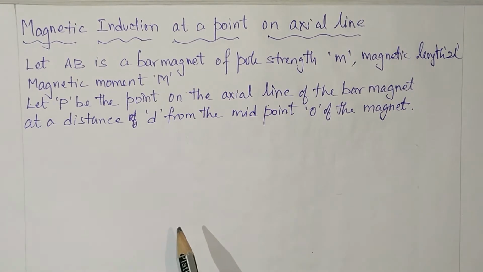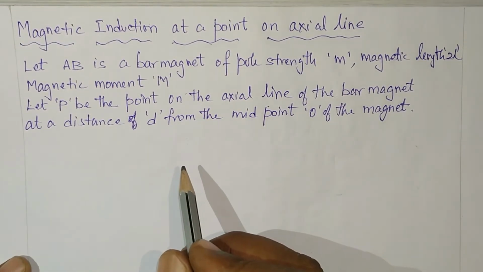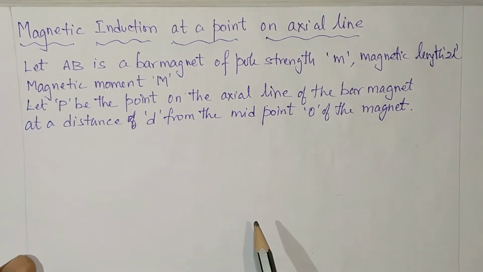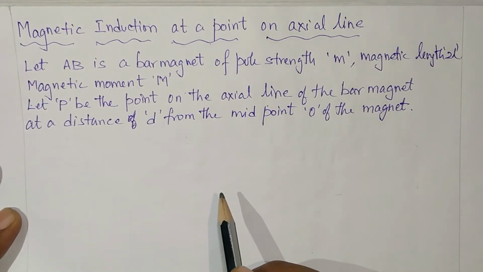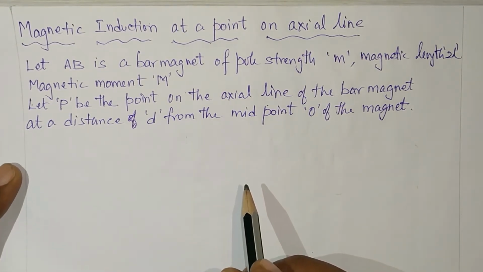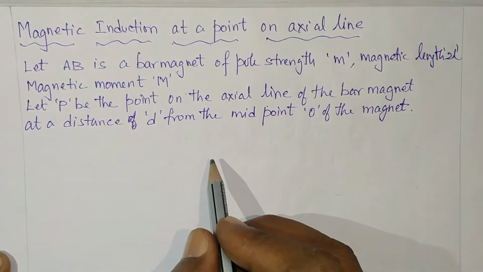Our next topic is to find the magnetic induction at a point on the axial line of a bar magnet. So, we will try to derive a formula to calculate the magnetic induction at a point on the axial line and know its direction. So, we know that a magnet has a field around it.